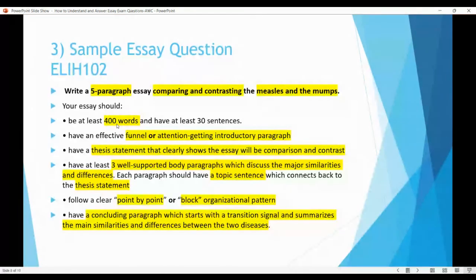Suppose you have 10 words in a sentence and you have written 10 sentences. So multiply the number of words by the number of sentences. Suppose one sentence has 10 words, and how many sentences? 10. So 10 tens are 100 words. Suppose your sentence has 20 words and you have written 15 sentences. So 15 into 20, it's about 300 words. So you can save time here.